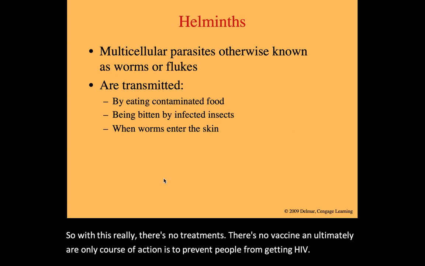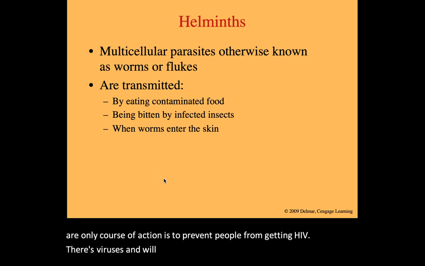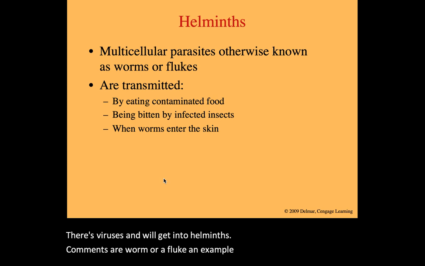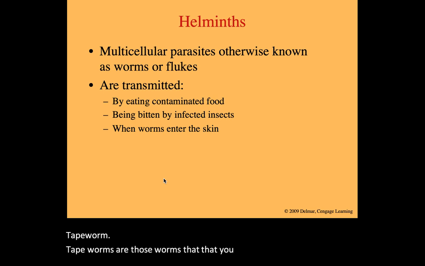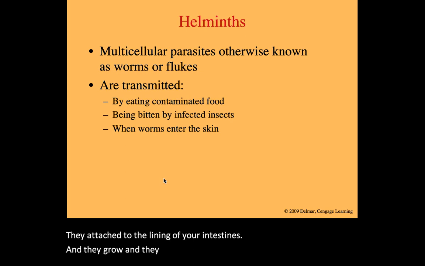So there's viruses. Now we'll get into helminths. Helminths are a worm or a fluke. Okay, an example of this would be, oh, tapeworm. Tapeworms are those worms that you get through contaminated food, and they attach to the lining of your intestines, and they grow and they grow and they grow, and they're a parasite. They feed off of the nutrition that you put into your body.